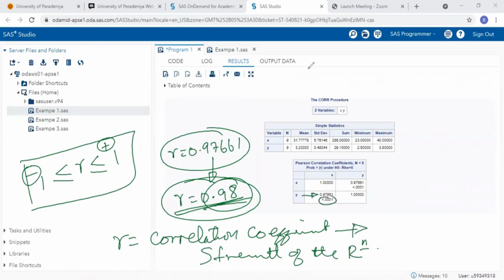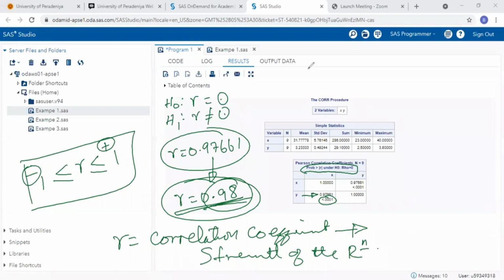The second point, you see, it is automatically giving a hypothesis test. So you see here the probability for the hypothesis testing. The null hypothesis is that R is equal to 0. That means there's no relation, closer to 0. And the alternative is R not equal to 0.